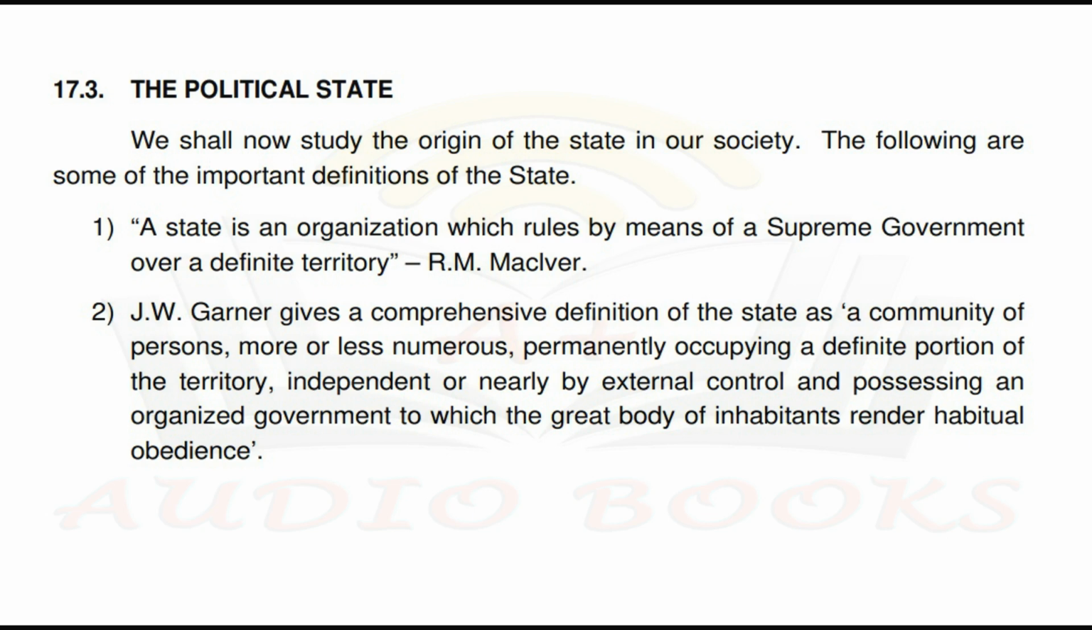2. J.W. Garner gives a comprehensive definition of the state as a community of persons, more or less numerous, permanently occupying a definite portion of territory, independent or nearly so of external control, and possessing an organized government to which the great body of inhabitants render habitual obedience.